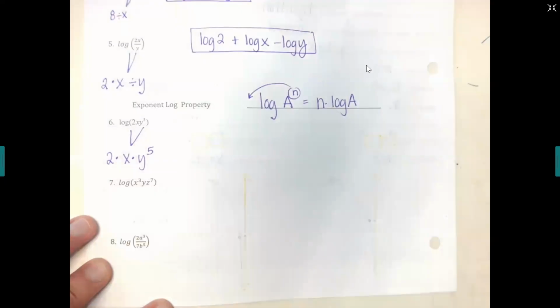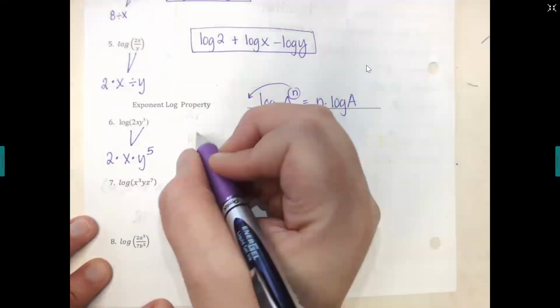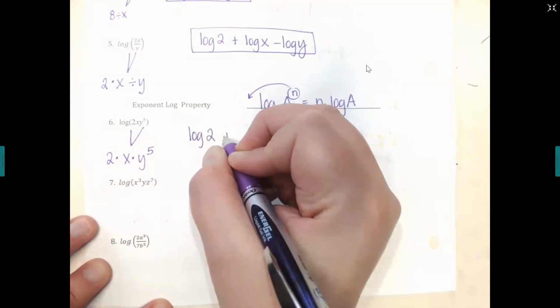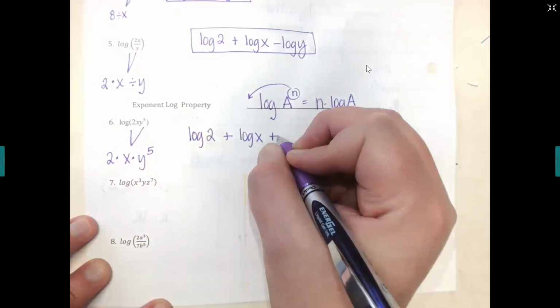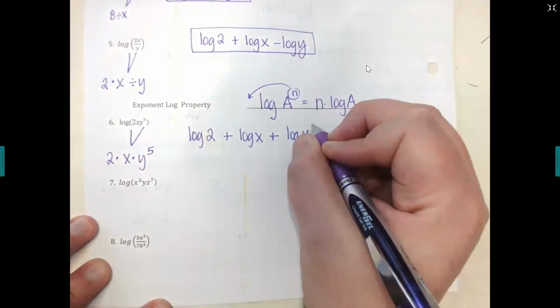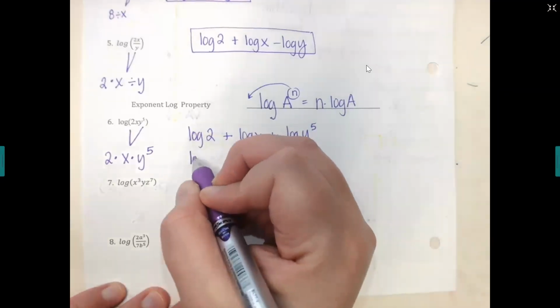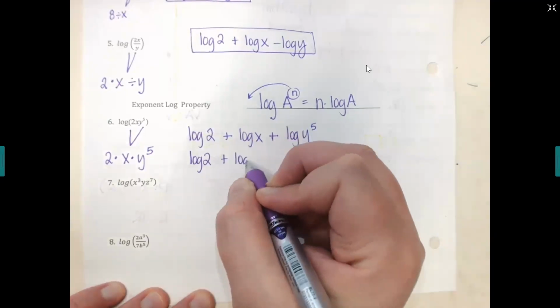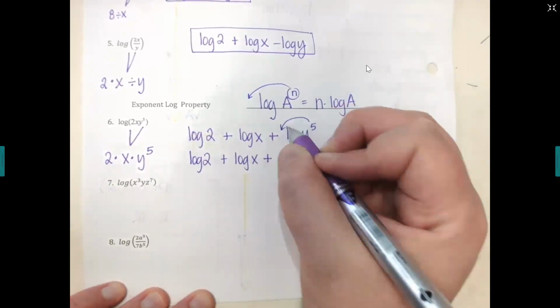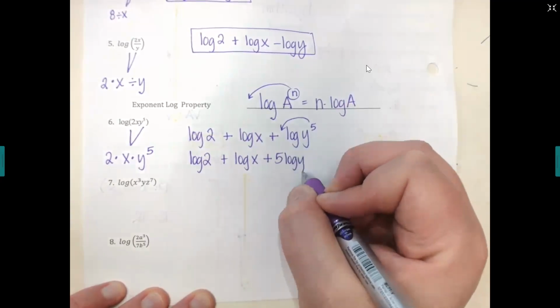So remember, I'm splitting up by plus when it's multiplication. So it'll be log 2 plus log x plus log y^5. Okay, then this rule comes into play. In that fully expanded form, your exponent from the top is going to drop down to the front of that log, which means that this 5 is going to drop down to the front and make it a 5 log y. So here's your final answer: log 2 plus log x plus, my 5 drops to the front, log y.